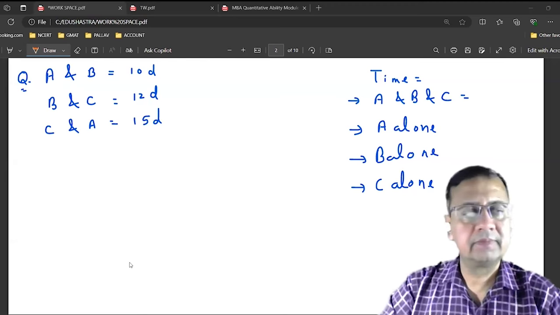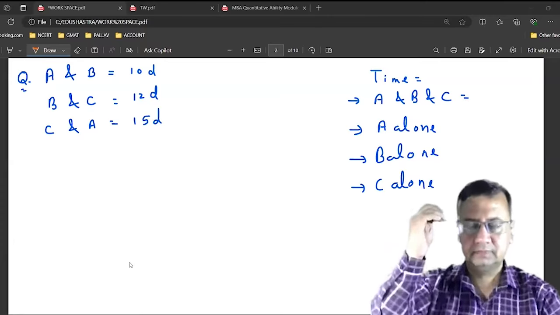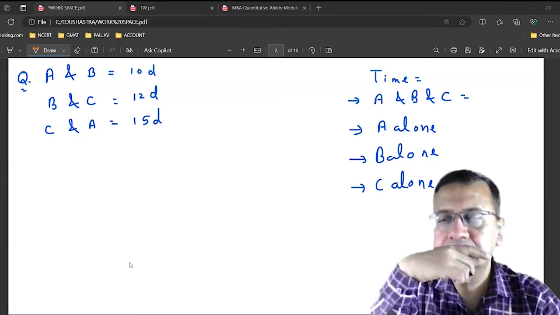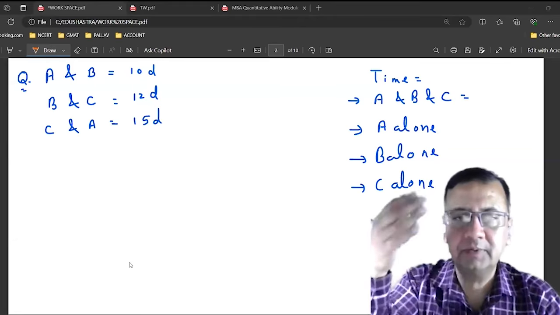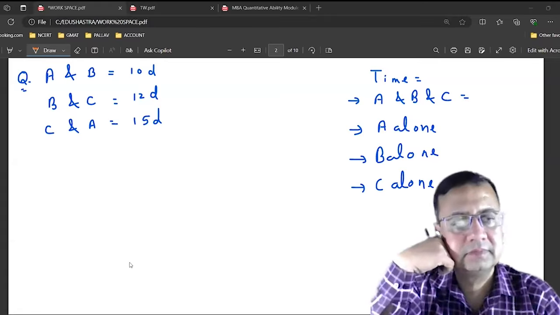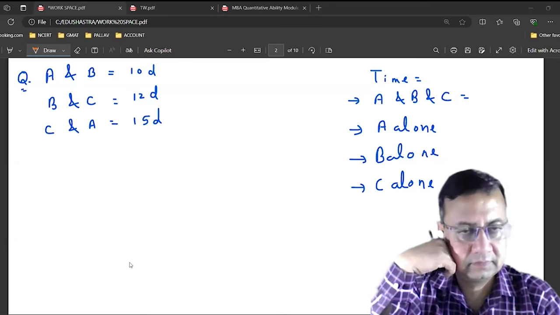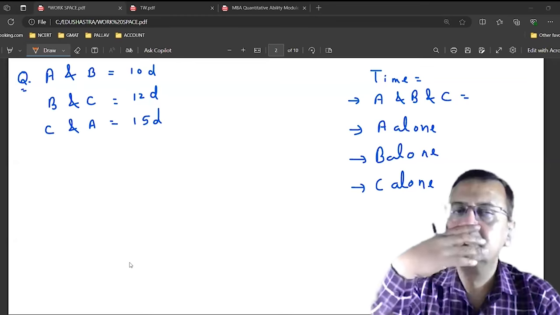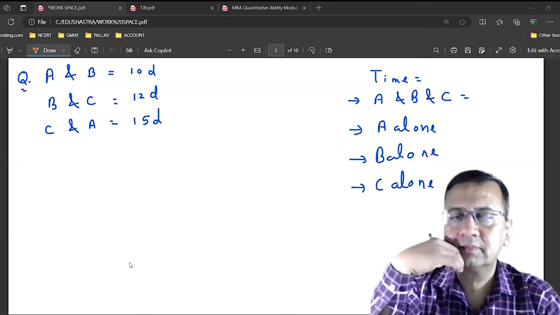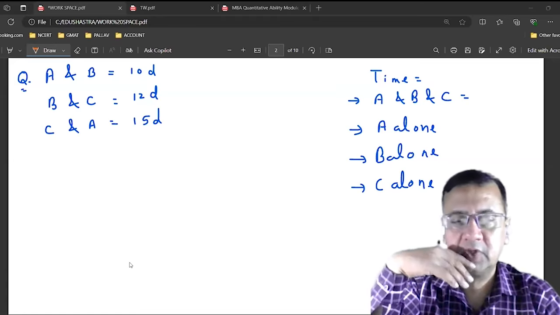So, Rudra, any approach, any logic? How can I proceed with this? Here, the LCM method we can try. How? So we find the LCM, which is 60. Then A and B are doing 6 units per day, B and C are doing 5 units per day, and C and A are doing 4 units per day. Okay.